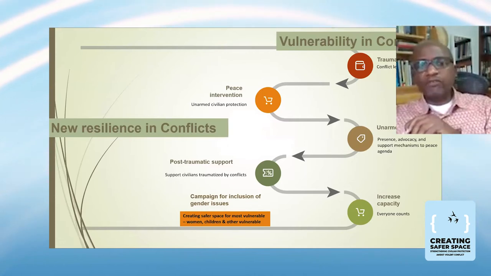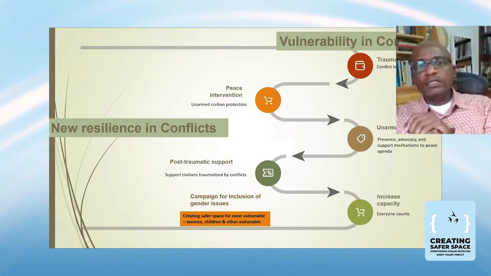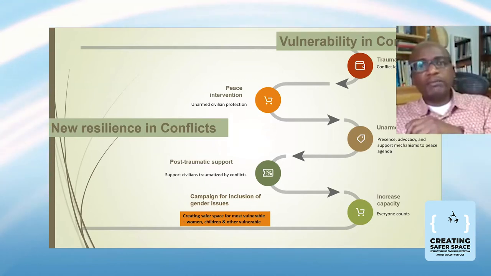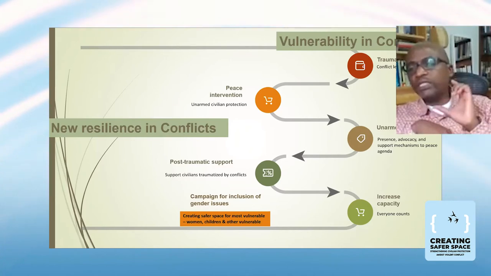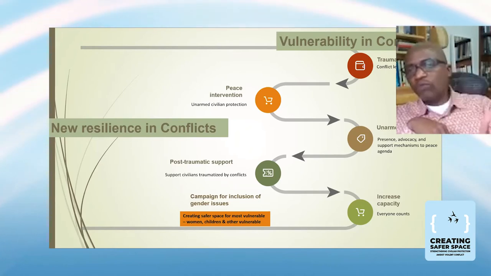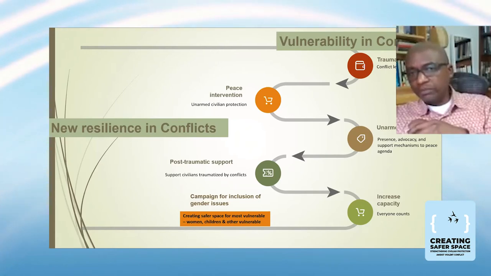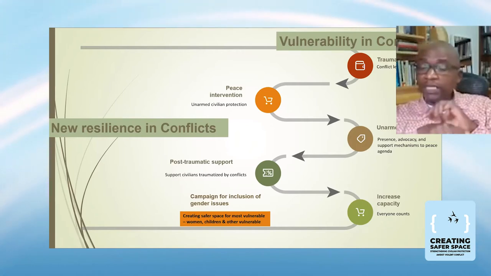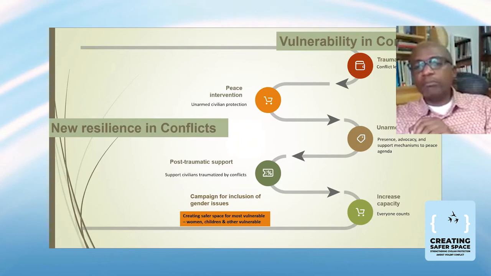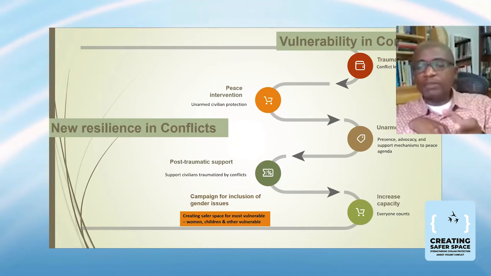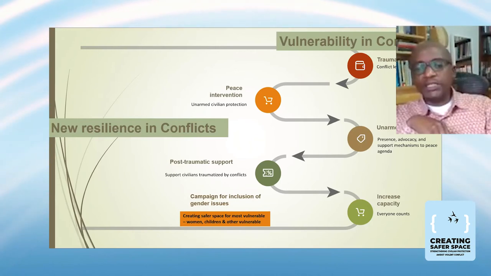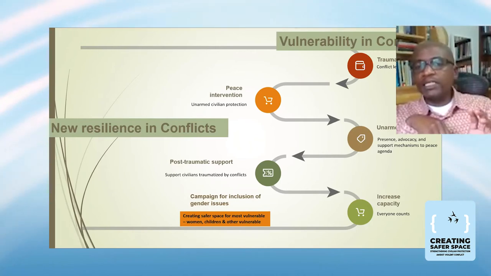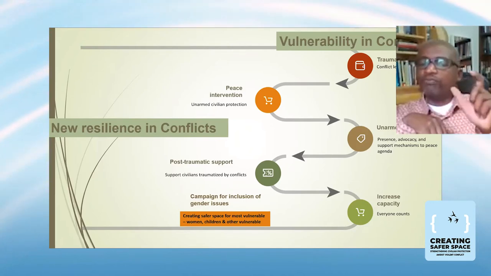We're talking of vulnerability here from different perspectives. One is that our intervention and strategy is on peace intervention, that is unarmed civilian protection. We are looking for new resilience in conflict. We don't want to look at individuals that are in situations of vulnerability in conflict simply as victims. We also would like to consider them as survivors, and that's why the strategy in participatory research is to consider each participant in that particular research as a potential action giver and a social change agent. Not somebody that is there necessarily to be helped, but somebody who's there to find a solution.